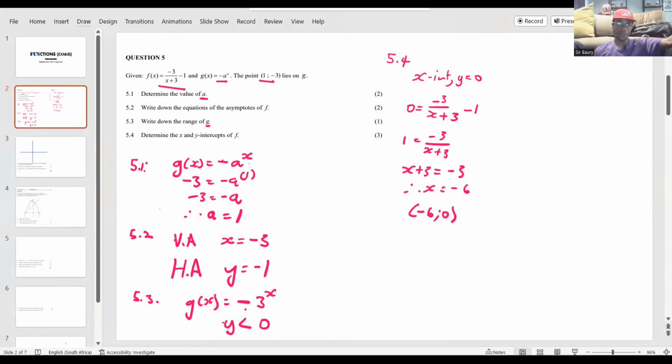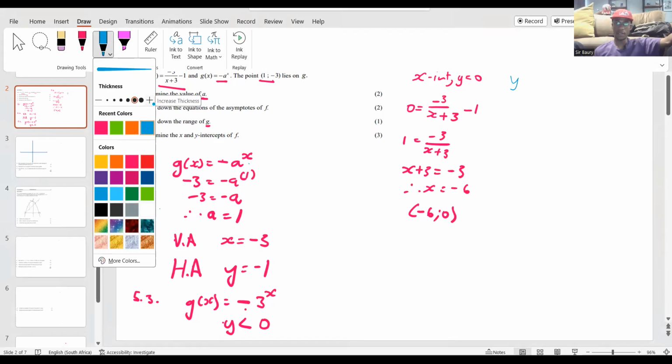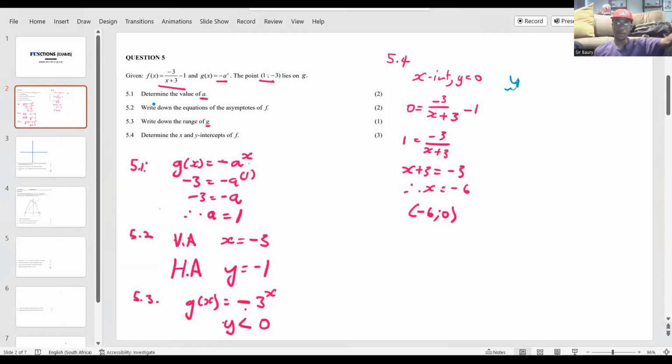And then the y-intercept. x equals 0. So y is going to be equal to negative 3 over 0 plus 3 minus 1. So it's negative 1 and negative 1, so I have negative 2. Therefore, you have 0, negative 2. That is it for the intercept.